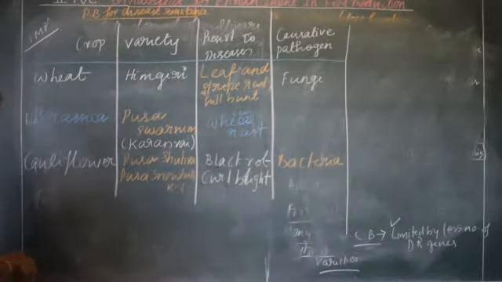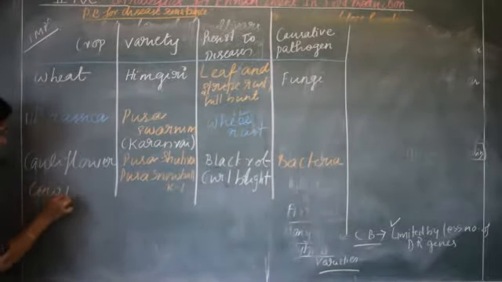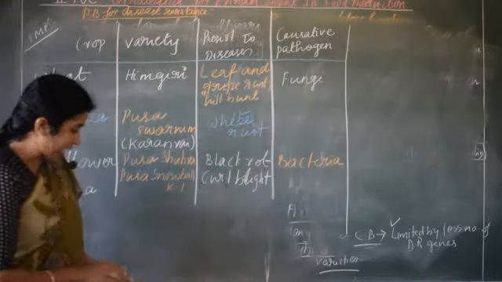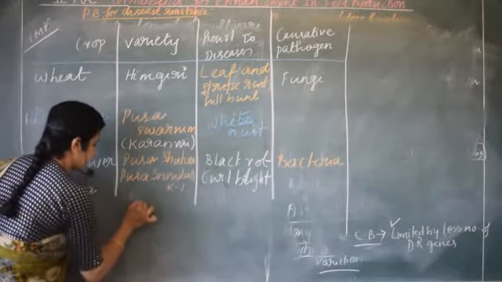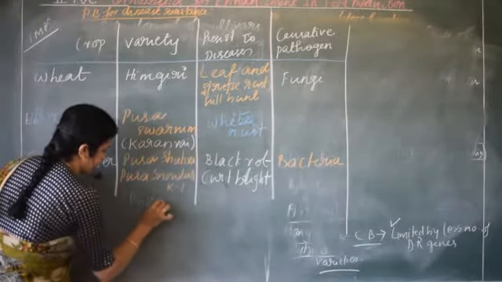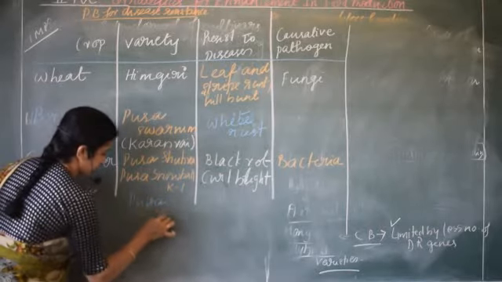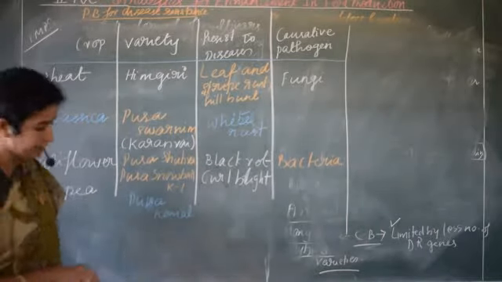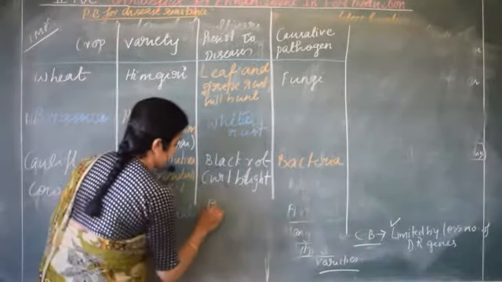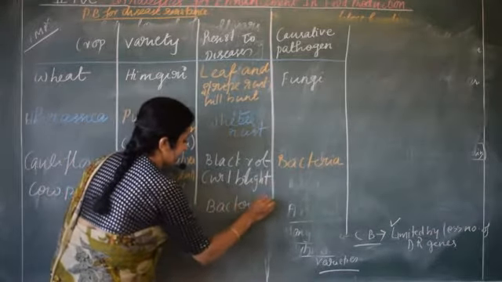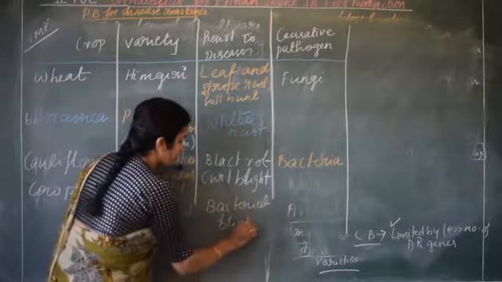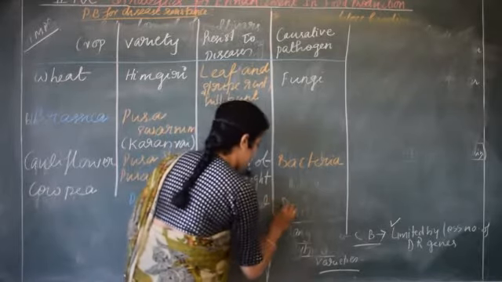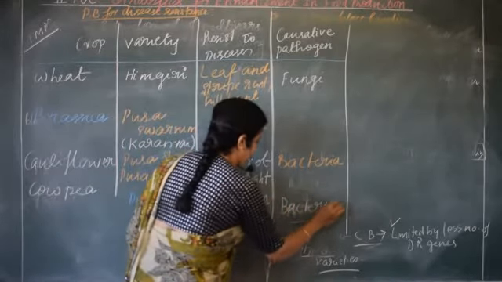Then next one is cowpea. Cowpea, hurulikalu. Its variety name is Pusa Komal. It is resistant to which disease? It can resist a disease named bacterial blight. So obviously you can make out what the pathogen is. It is caused by a bacteria.